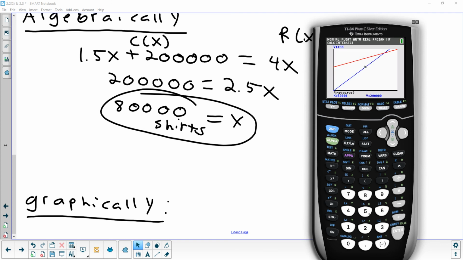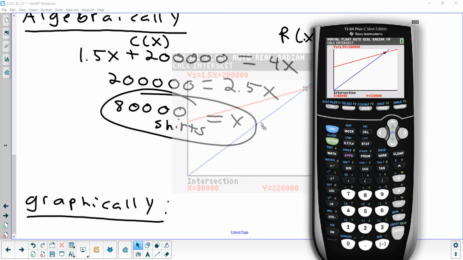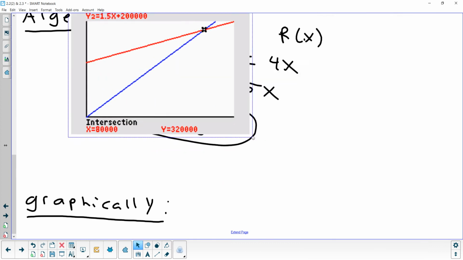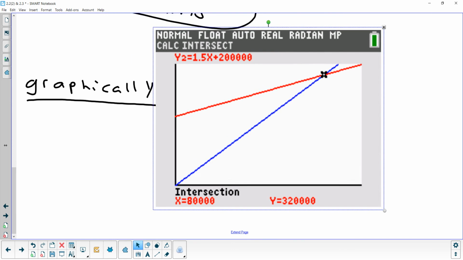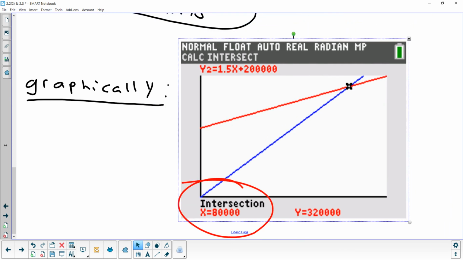Yep. So we do second, press the trace button, and now it says pick a point on the first curve. We got the blue one. Pick a point on the second curve. We got the red one. The guess doesn't really matter because they only cross in one spot. It'll find it. And let me just make that a little bigger. Maybe you can see it. But it tells me the intersection point is when x is 80,000. What's my cost to produce 80,000 shirts? Well, $80,000.